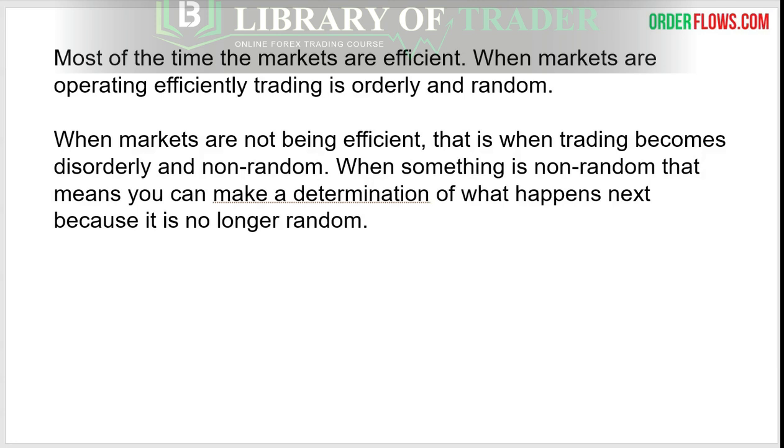Now, when the markets are not being efficient, that's when trading becomes disorderly and non-random. And what I mean by non-random is you have a preponderance of orders in one direction, buy orders on a market that's going up, sell orders on a market that's going down. When something is non-random, that means you can make a determination of what happens next because it's no longer random, right?